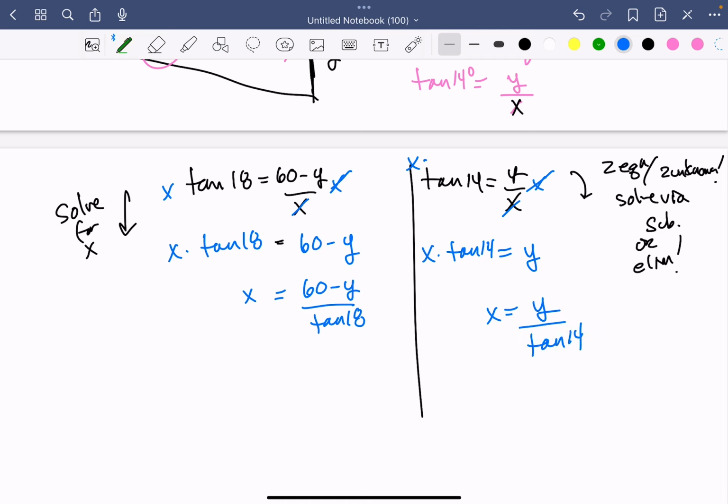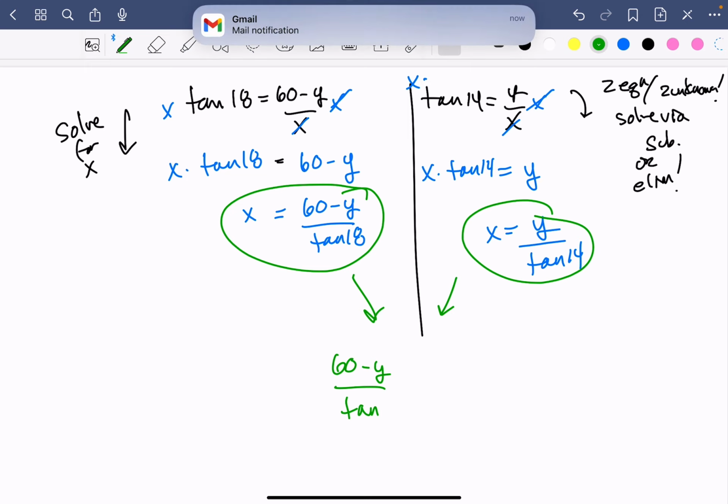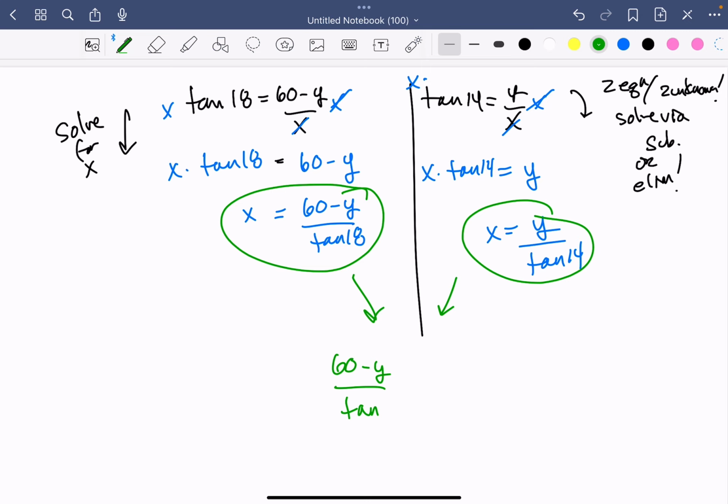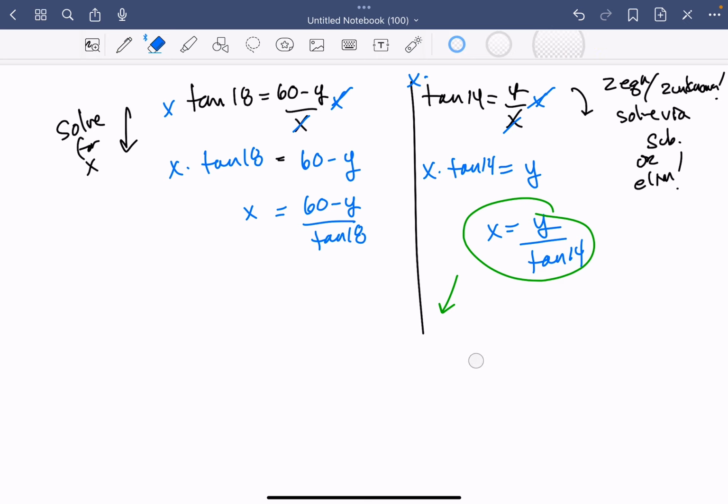So now, what do we have? I have x is equal to this, x is equal to this, and that's just telling you that (60 minus y) over tangent of 18 equals y over tangent of 14. I want to solve for y. So I think what I'm going to do is first solve for y and then use that to go back and get x. Right? So let's solve for y.